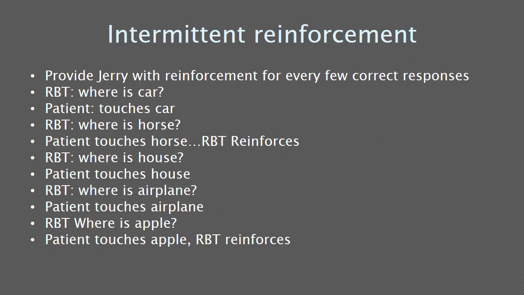Here's an example of what intermittent reinforcement might look like. We provide Jerry with reinforcement for every few responses in this example. So the RBT says, "Where's the car?" The patient touches the car. Then they say, "Where's the horse?" The patient touches the horse. The RBT reinforces. "Where's the house?" The patient touches the house. "Where's the airplane?" The patient touches the airplane. And then finally the RBT says, "Where's the apple?" And the patient touches the apple. And the RBT reinforces. So as you can see here, the RBT is not reinforcing every correct response. This would be intermittent reinforcement.